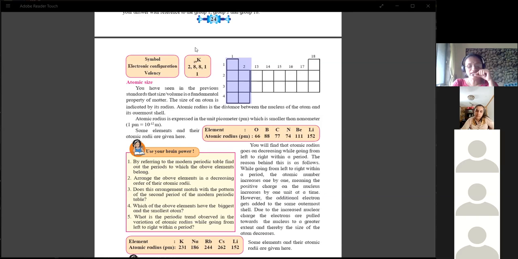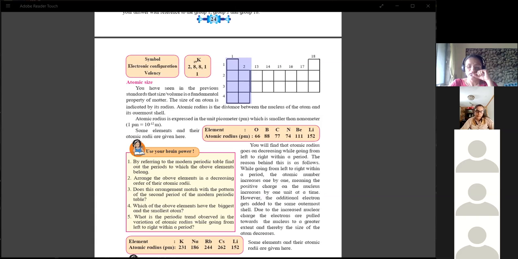Atomic radius is expressed in the unit picometer, which is smaller than nanometer. Some elements and their atomic radii are given here on the right hand side. The first element is oxygen, its atomic radius is 66, then boron 88, carbon 77, nitrogen 74, beryllium 111, and lithium 152.